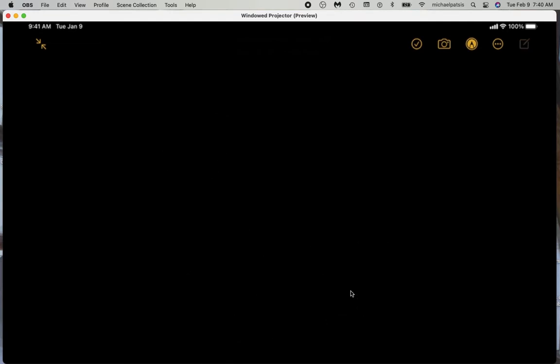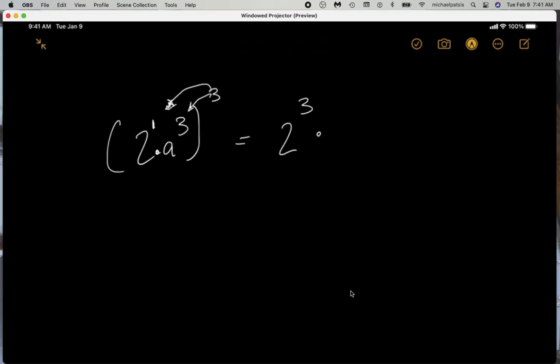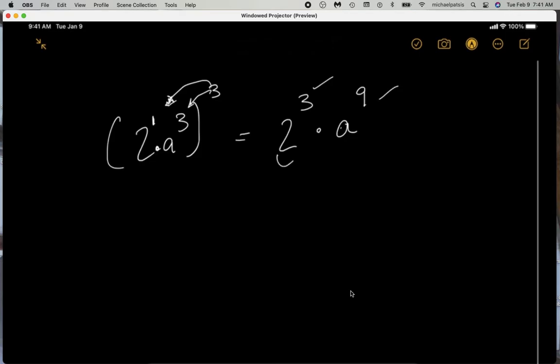Okay, so let's go back to the first term that I had here. Okay, power rule applies. You have 2 factors in a parentheses, both with exponents. You have to make sure you apply the exponent that's outside to both of the exponents on the inside. Okay, so 3 times 1 is 3. 3 times 3 is 9. You have to do both of them, and then you can simplify this to 8.